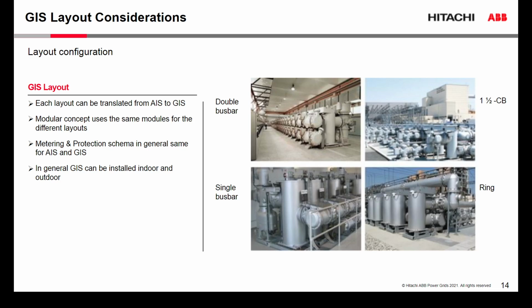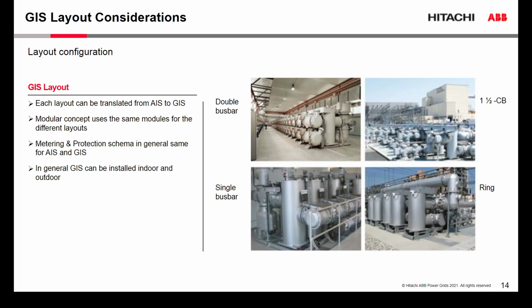The modular concept of a GIS substation will actually allow you to use the same modules. So the double bus bar uses the same modules as the 1.5 breaker schematic. You will use the same modules, you just will arrange them differently into the substation layout. That makes spare part concepts rather easy for your system if you have different layouts like ring configurations and 1.5 configurations. The metering and protection scheme for a conventional substation and for a gas insulated substation are the same. It's the same protection scheme.